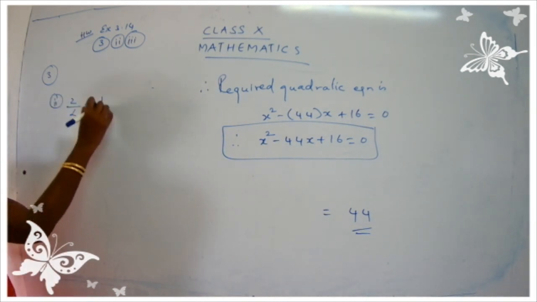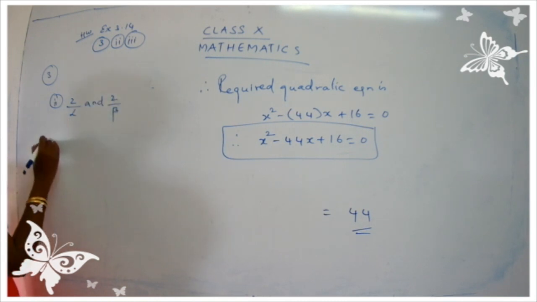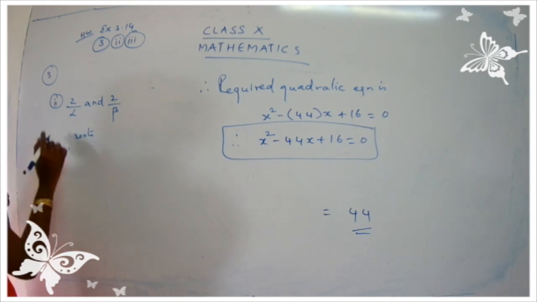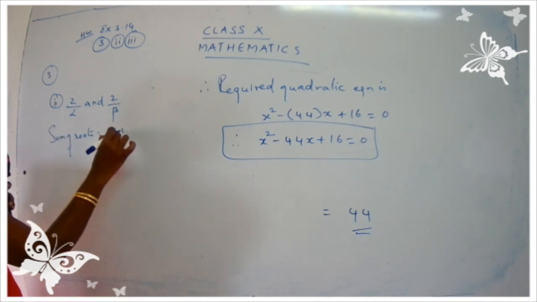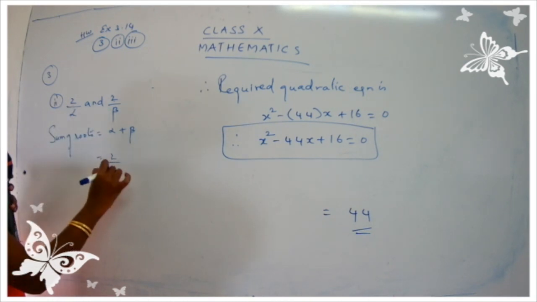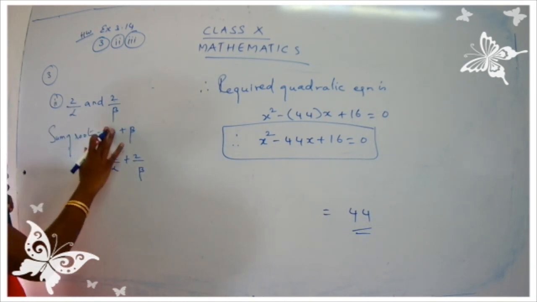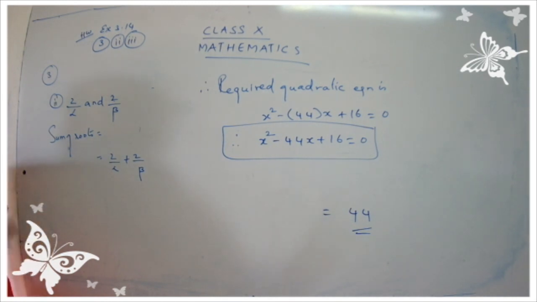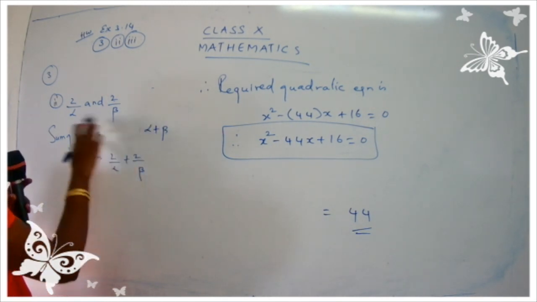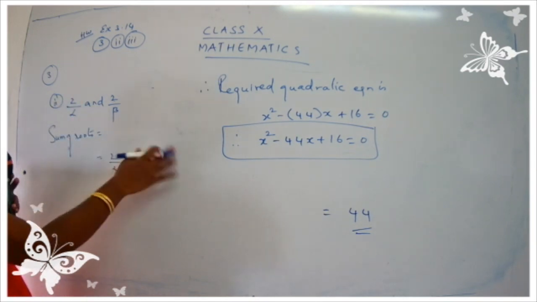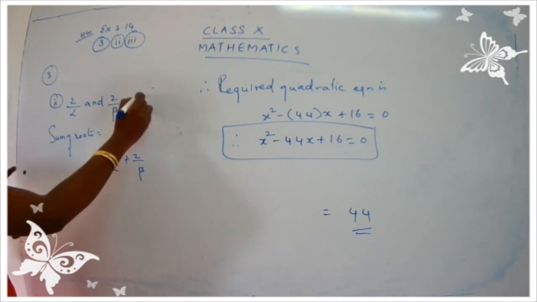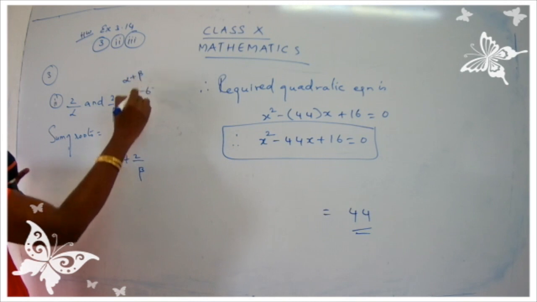So 2 upon alpha and 2 upon beta you have, children. So how are you going to do here? Sum of roots is equal to alpha plus beta, yes, children. So 2 upon alpha plus 2 upon beta. So you can directly write down here: sum of roots is equal to 2 upon alpha plus 2 upon beta. Then you have to cross multiply. Then you will get the answer in terms of alpha plus beta and alpha beta. So you have to substitute the values. Already we have taken the value for alpha plus beta and alpha beta. What was the value for alpha plus beta? It was minus 6. And alpha beta was minus 4.